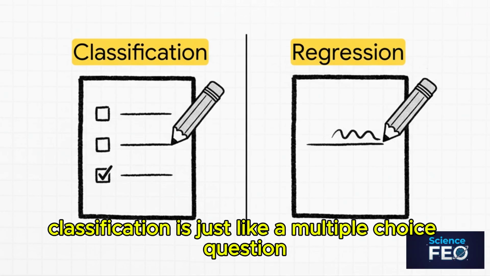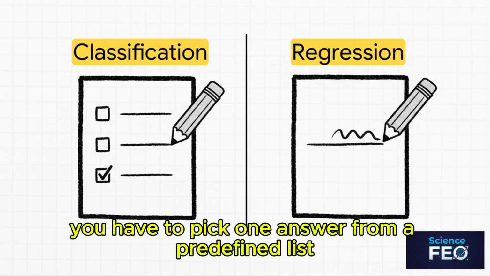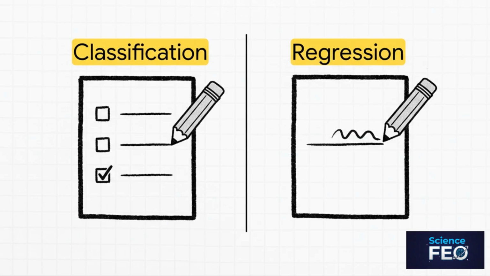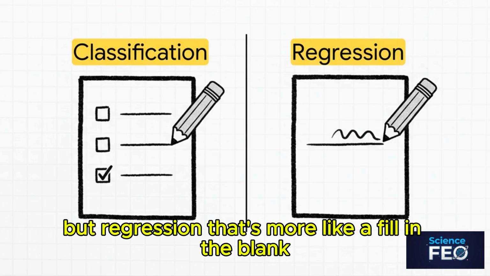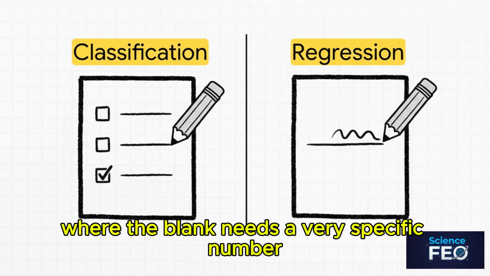Classification is just like a multiple choice question. You have to pick one answer from a predefined list. But regression, that's more like a fill in the blank, where the blank needs a very specific number.